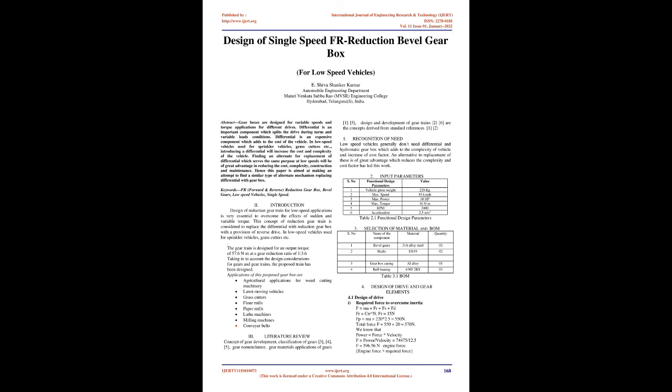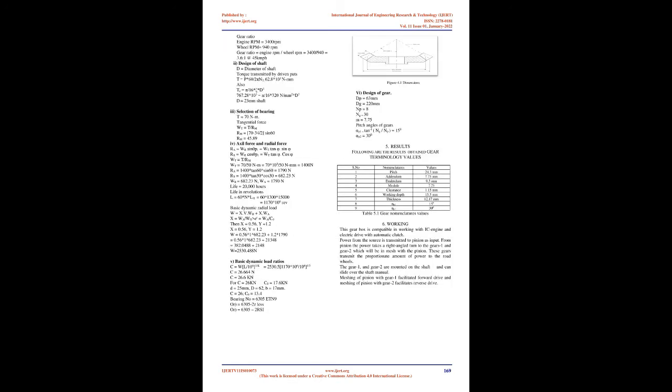4. Design of drive and gear elements. 4.1 Design of drive. 1. Required force to overcome inertia. F equals ma plus FR plus FS plus FD. FR equals CRR asterisk N, FR equals 15 N. FP equals ma equals 220 asterisk 2.5 equals 550 N. Total force F equals 550 plus 20 equals 570 N.